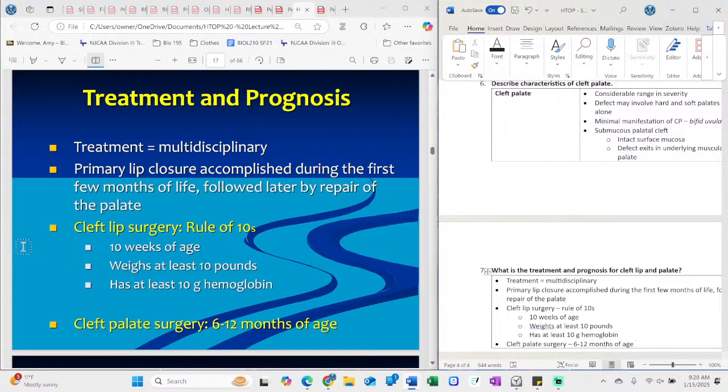Then for the cleft palate surgery, it's ideal to wait anywhere from 7 to 15 months of age to do cleft palate surgery.